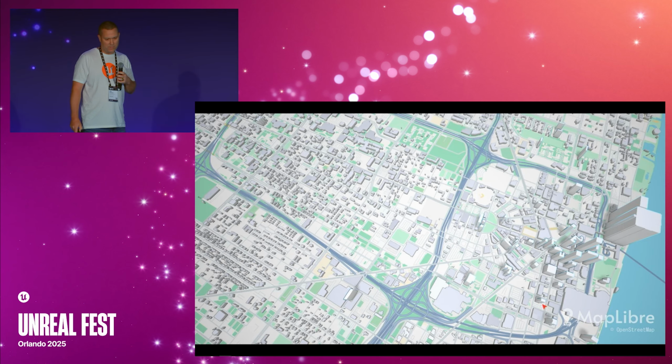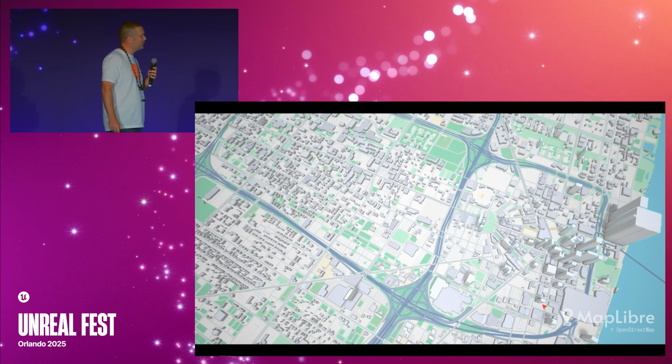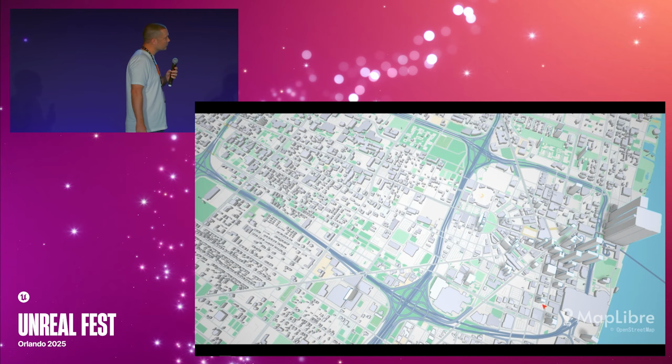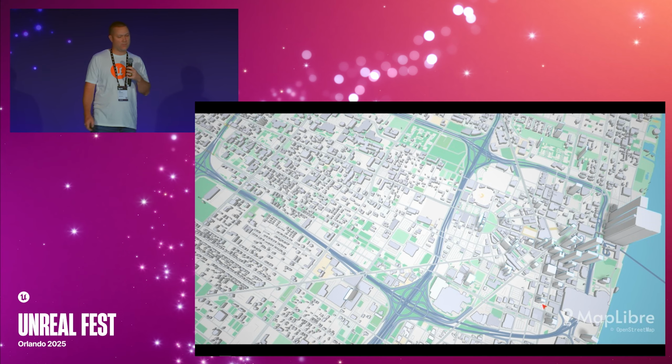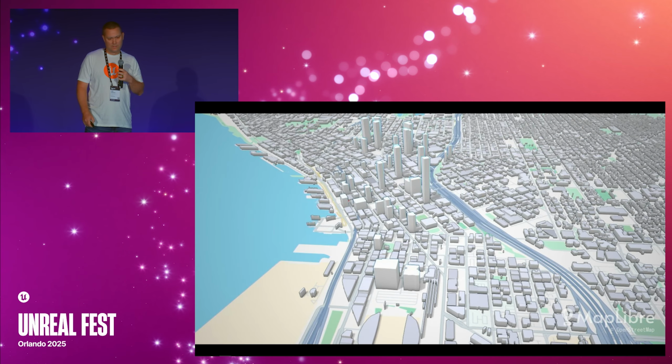These are some of the pictures that we revealed at the last UE Fest. This is downtown Detroit. You can see we have native vector rendering with 3D generated buildings, and those vector rendered roads are piped into a material, which then allows further customization. And then here's an image of Seattle.